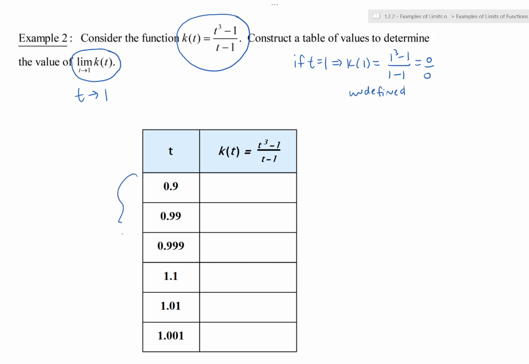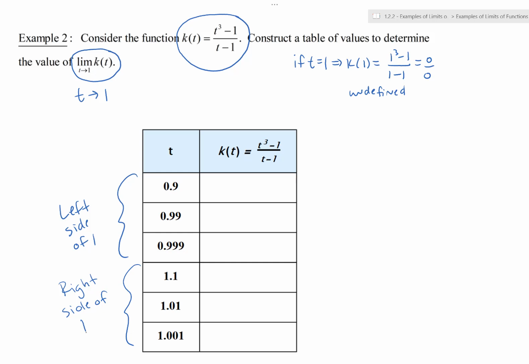So right here, of course, is the left side of 1. And then these next 3 entries are the values of t to the right side of 1. So you just pick values, get them closer and closer to 1, like 1.1, 1.01, 1.001. Get as close as you can until you start noticing some distinct pattern.